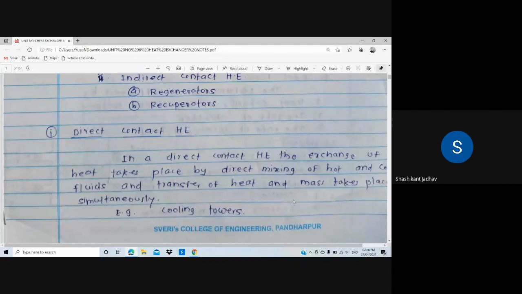Direct contact exchanger, hot and cold fluid mix, heat transfer. So all of you write down the definition for this direct contact heat exchanger.